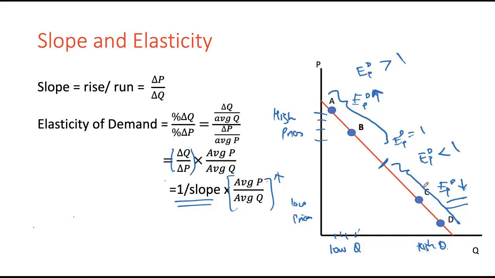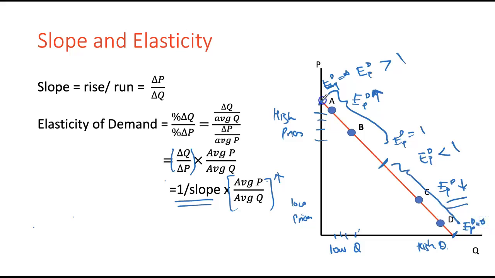So, 3 segments of your linear demand curve. Unlike slope, elasticity is not constant. The higher we are on the demand curve, the higher the measure of elasticity. The lower the segment, the lower the elasticity measure. At these extreme points, at the vertical intercept, elasticity is equal to infinity. And at the horizontal intercept, because elasticity keeps on decreasing, elasticity is equal to 0.